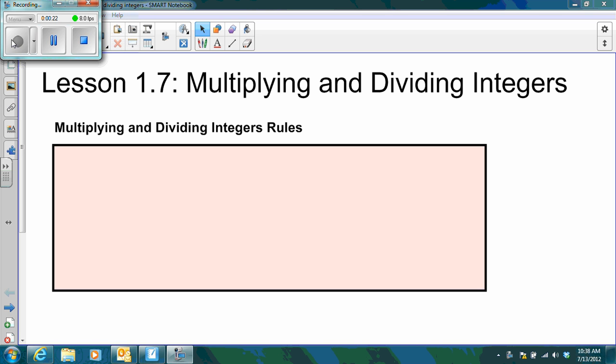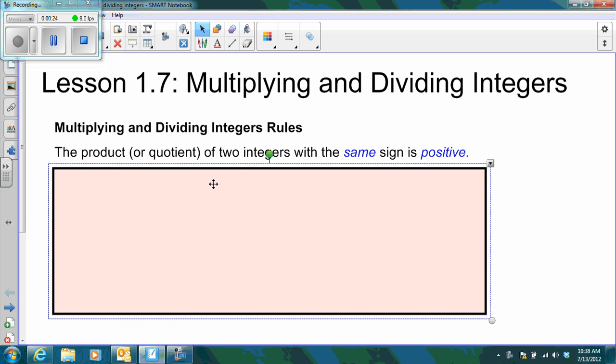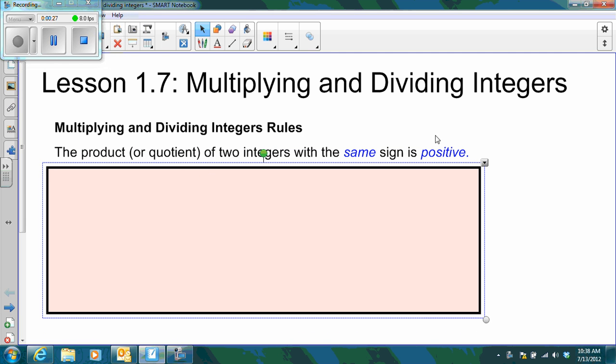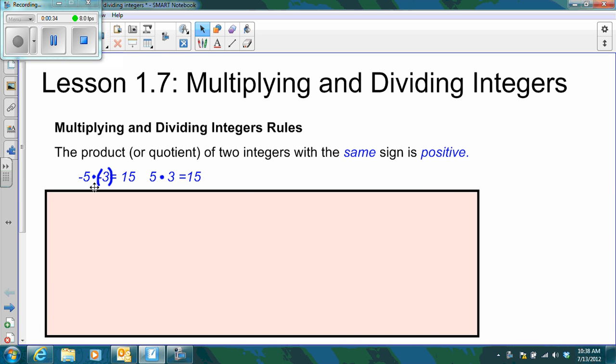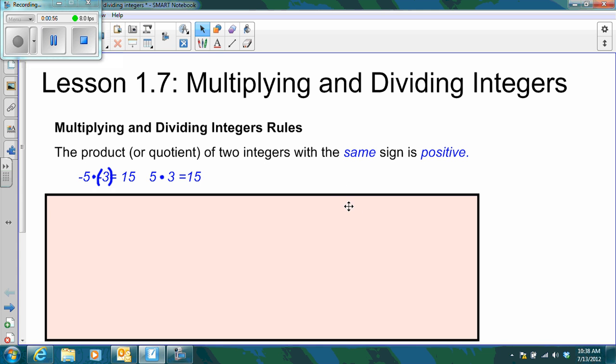and they're the same. So the first rule is that the product or quotient of two integers with the same signs is positive. So if you had negative 5 times negative 3, the answer will always be positive 15. You'll always have a positive number. The same if it were 5 times 3. Since both of those are positive, you get a positive number. If both of them are negative, you also get a positive number because the negatives, you can think of them as canceling out. But what happens if they have different signs?